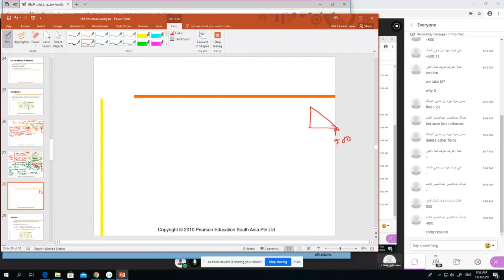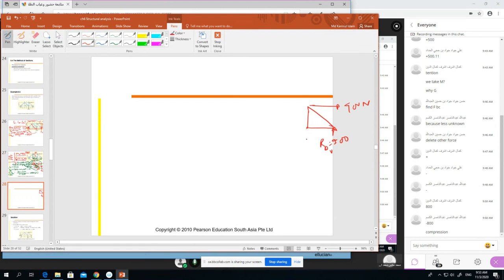Here is 900, the vertical force. Here is 400 Newton. Here is 1200 Newton, and here is FBC, and this is FGC, and here is FGE. Okay, this was the start.